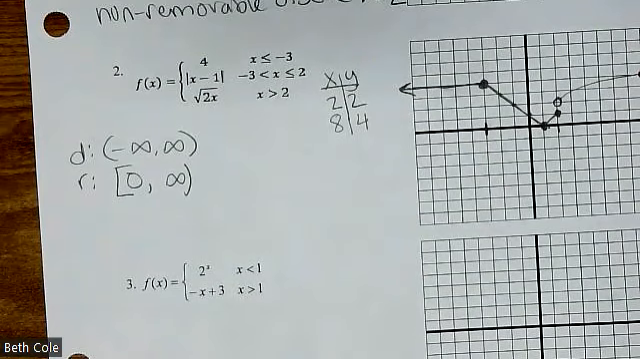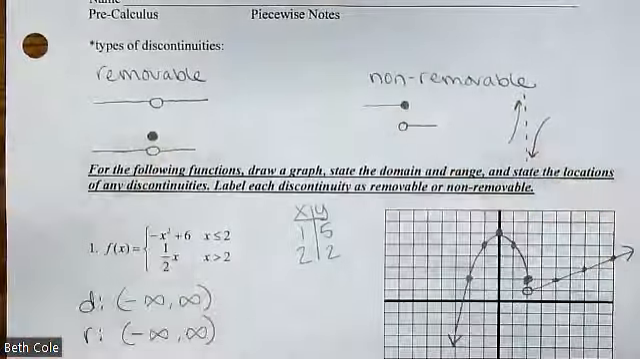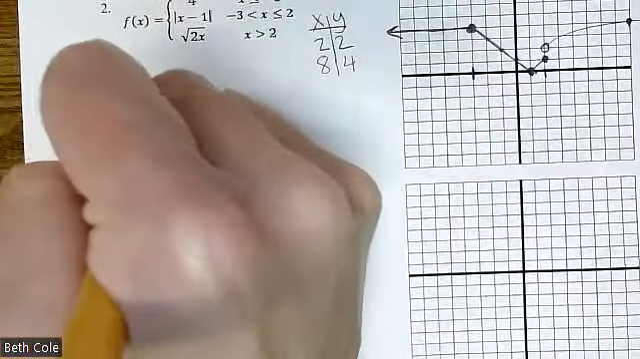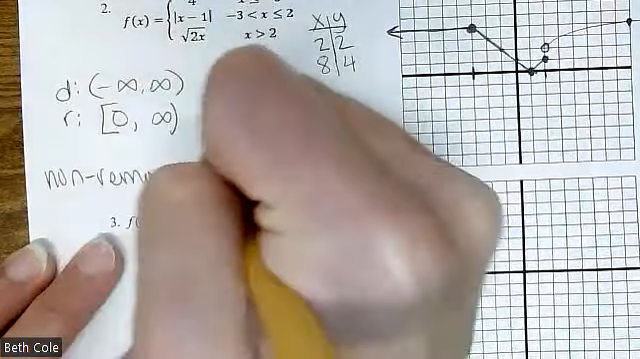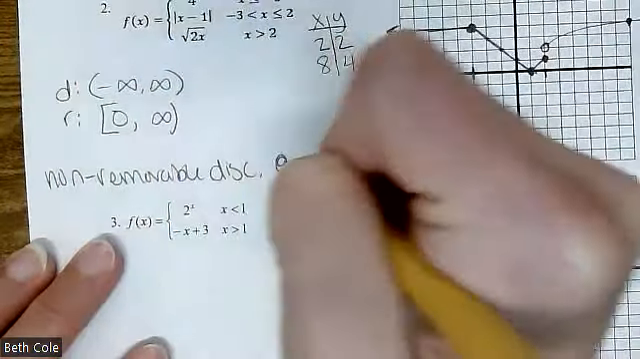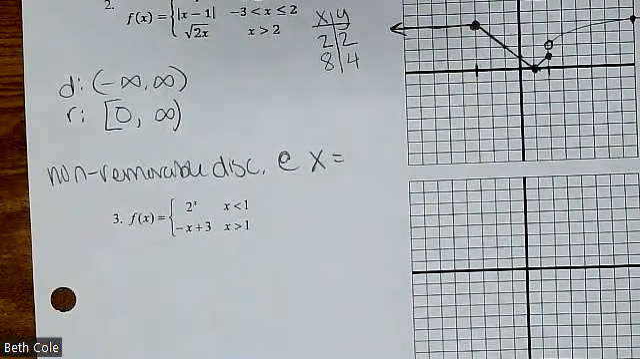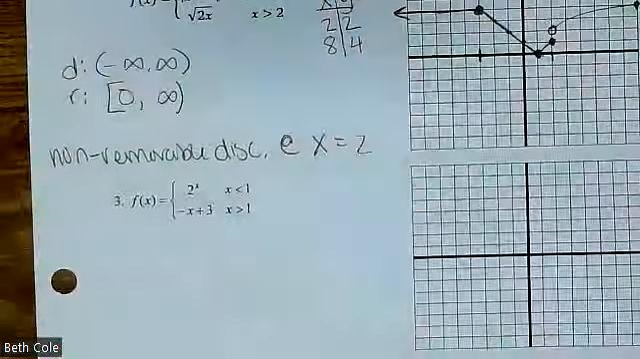And then the last thing was continuous or discontinuous. What do you think? Discontinuous, is it removable or non-removable? Good, because it's an actual jump. So we're going to say non-removable discontinuity. You can abbreviate at x equals, and you always have to say the location. Good, 2.